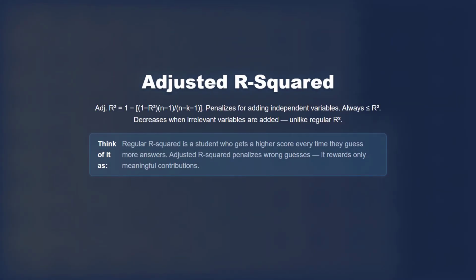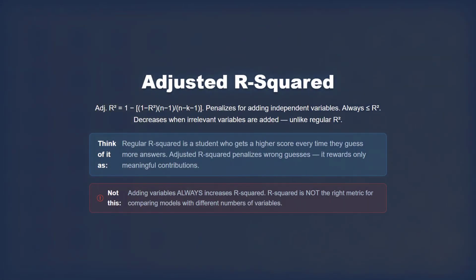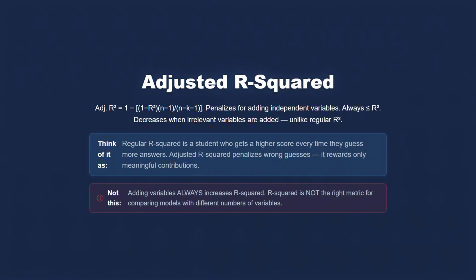Multiple regression adds more independent variables. The model becomes y equals b0 plus b1 x1 plus b2 x2, and so on.